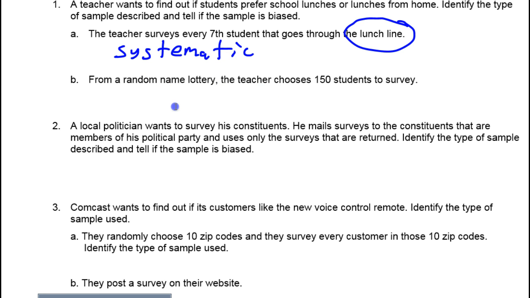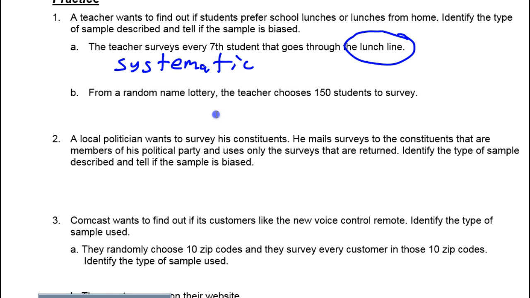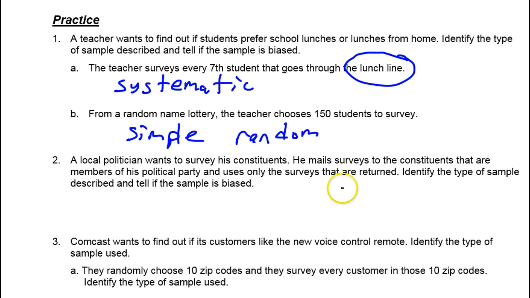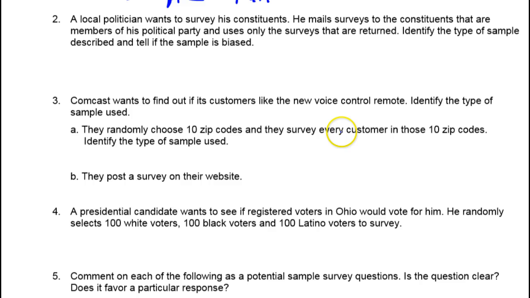Stratified is where you break out by different groups, like 25 freshmen, 25 sophomores, 25 juniors, 25 seniors, something like that, categories. In part B here, nothing about any kind of special categories is mentioned. It's just a name lottery, randomly picking 150 kids. Boom, that's simple random.